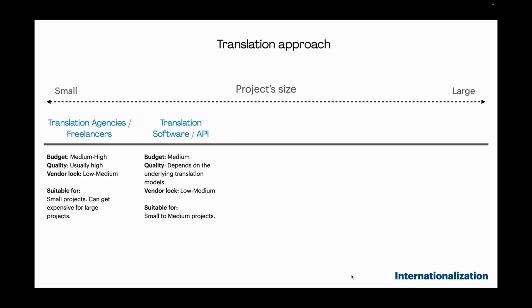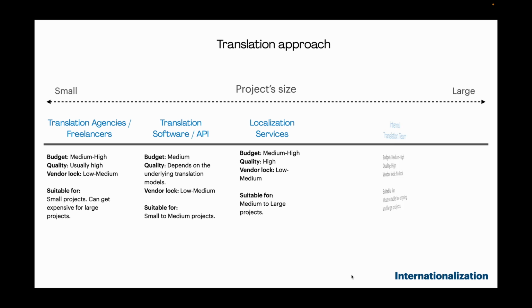Translation software or API. Medium budget. Quality depends on the underlying translation model. Low vendor lock, as we can easily change software. Suitable for small to medium projects. Localization service. Bigger budget than simple translation. Low to medium vendor lock. Ideal for medium to large applications when launching in different markets, and simple text translation isn't sufficient.